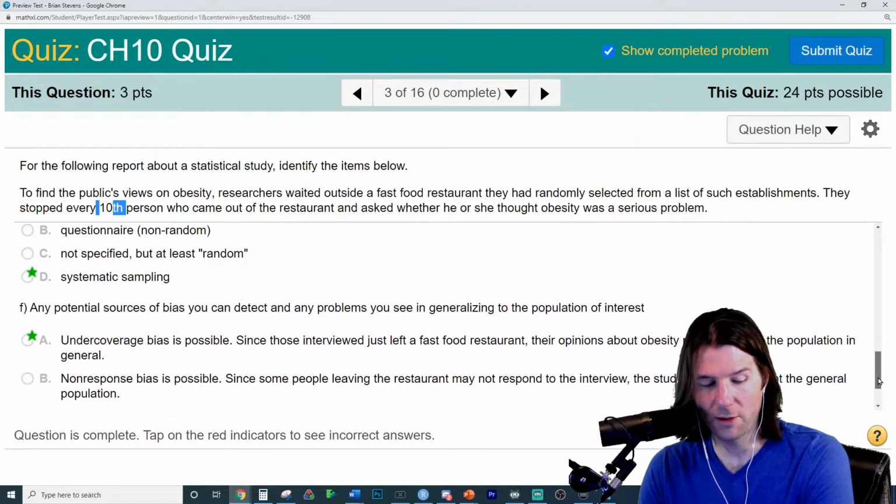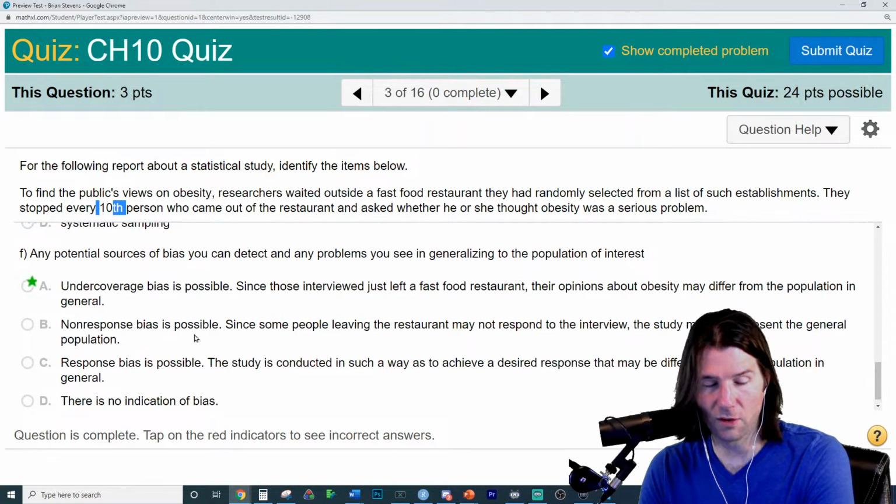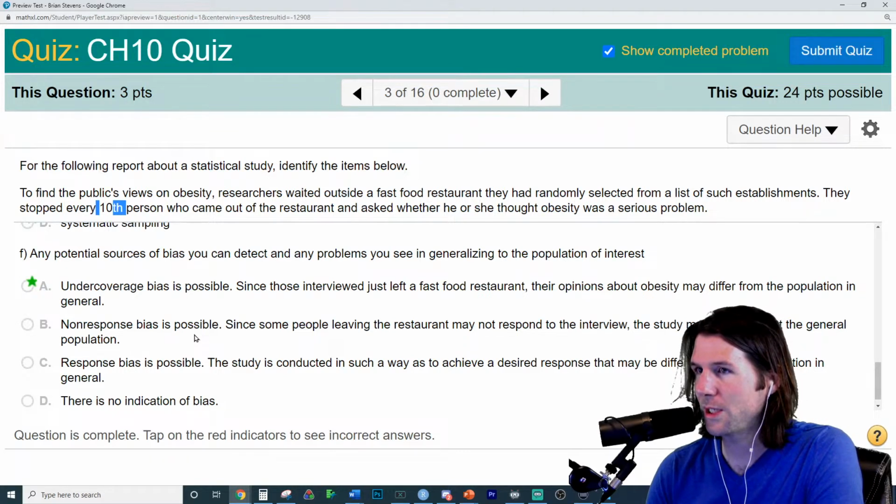Yeah, look at that. Undercoverage bias, since those interviewed just left a fast food restaurant. And then the other undercoverage, here's the problem: they want to understand the public's views, so they're talking to people who go to restaurants.